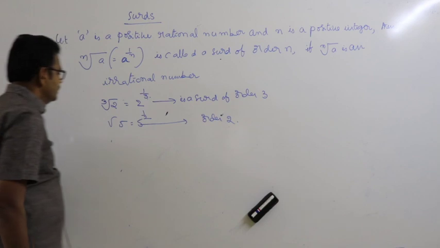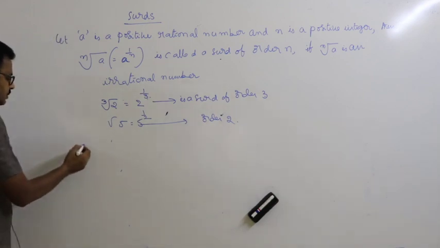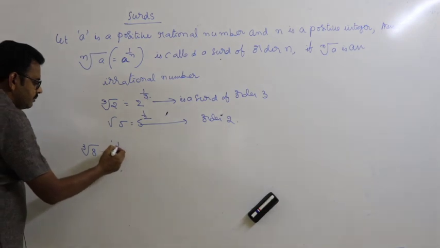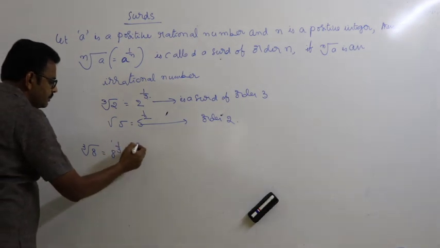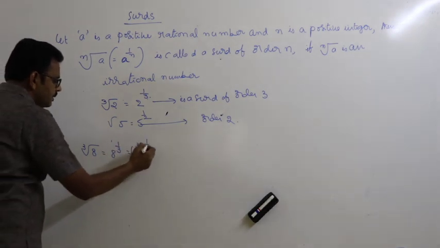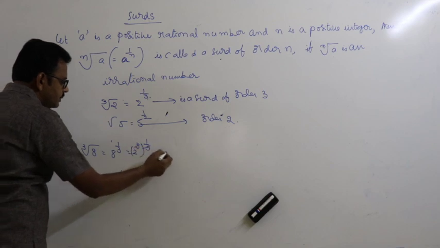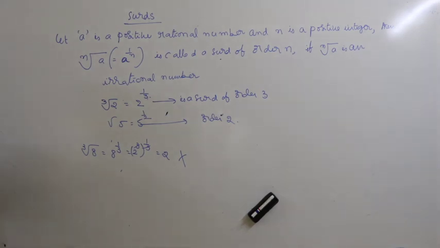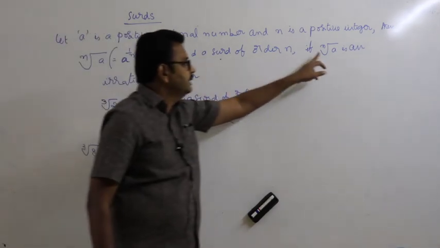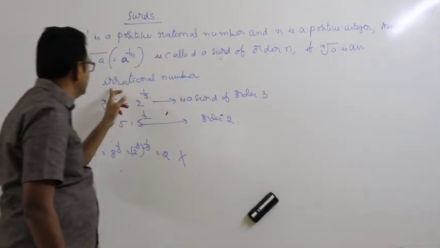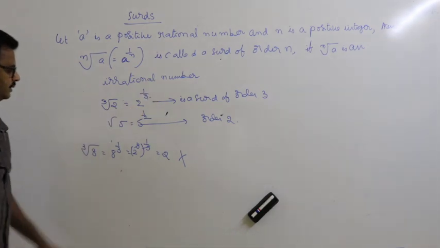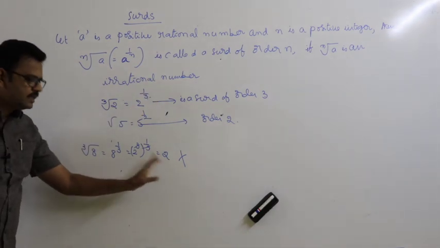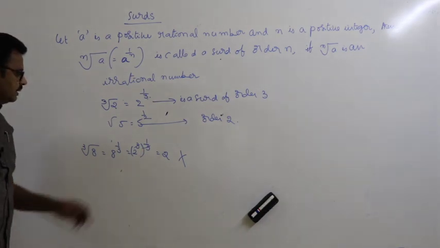Order 2. So cube root of 8 is equal to 8 power 1 by 3, that is 2 cube whole power 1 by 3, that is 2. This is not a surd. Why? Because if the nth root of a is an irrational number, it is a surd, and 2 is not an irrational number. So that is a rational number. So this is not a surd.